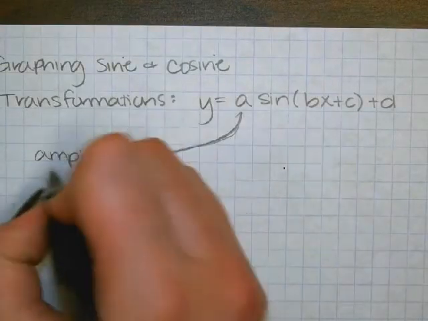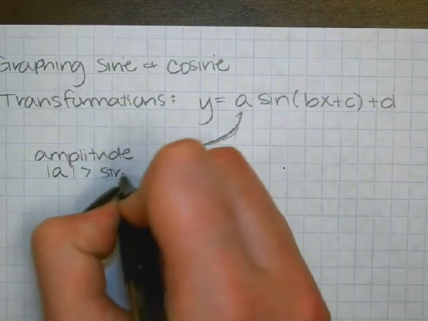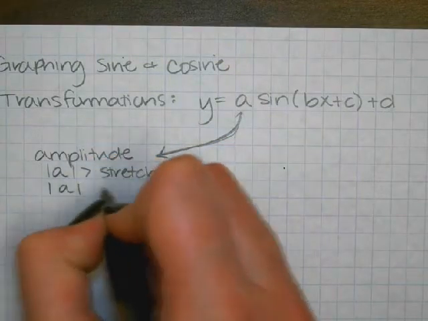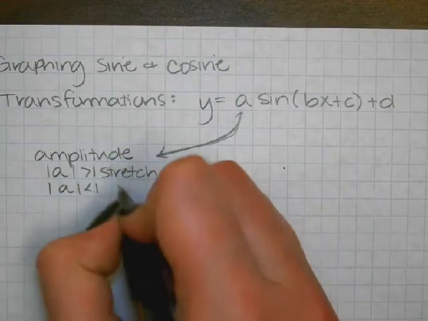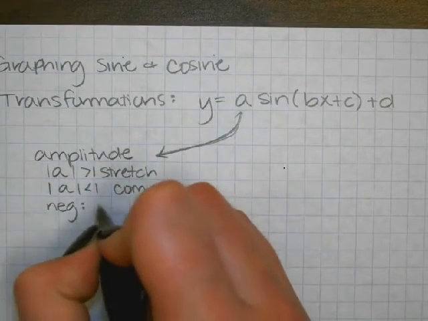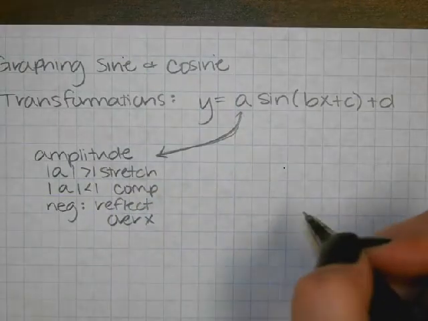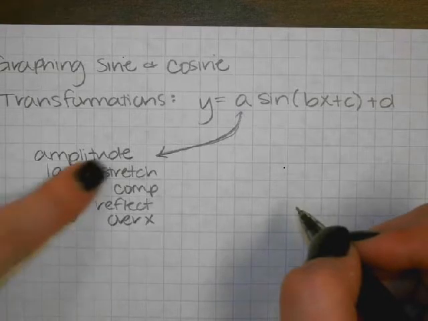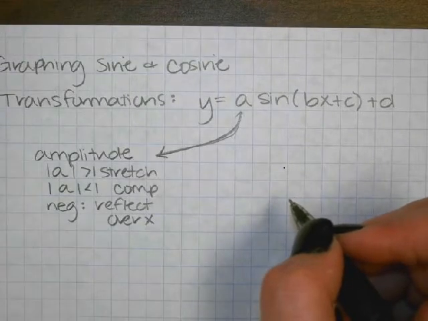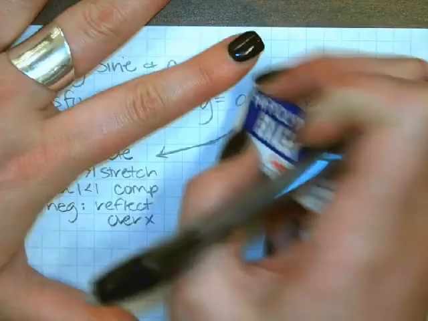And so we know from previous experience that if the absolute value of A is greater than 1, it's a stretch. If it's less than 1, it's a compression. And we know that if there's a negative sign in the front, then it was reflected over the x-axis. So the different numbers mean the same thing that they've meant before, but instead of calling it a vertical stretch or a compression, we call it the amplitude. Okay?